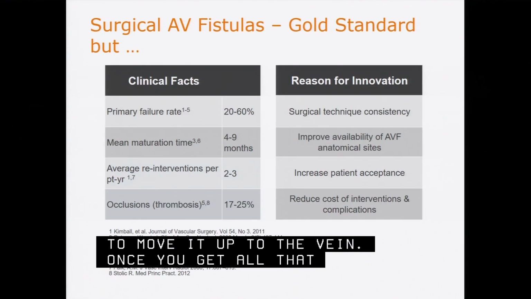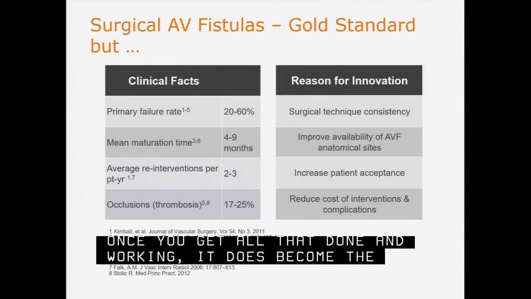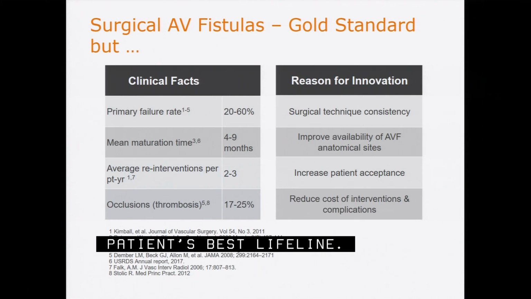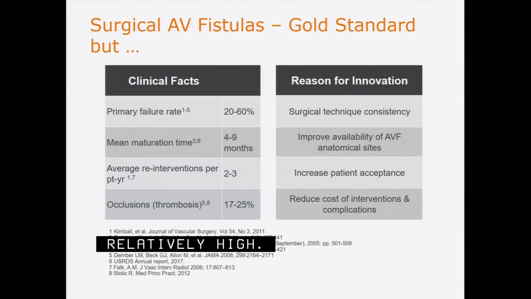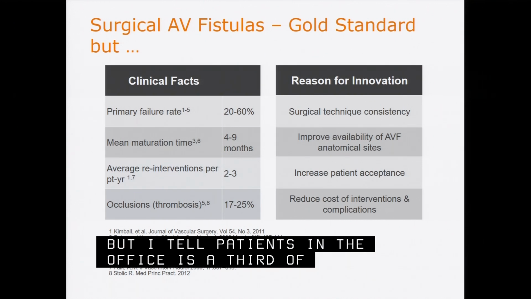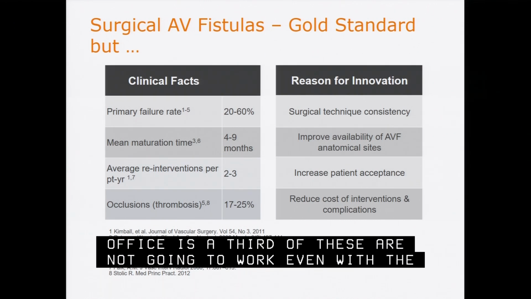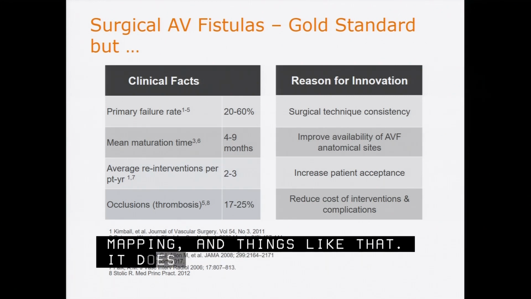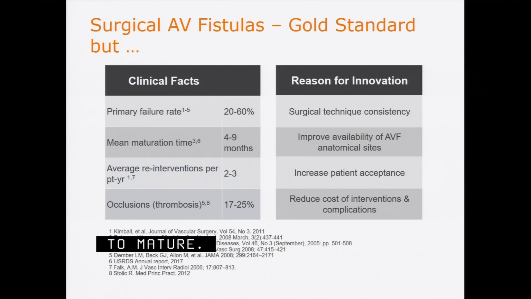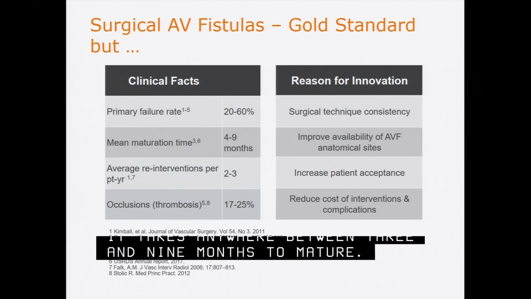So as I mentioned, surgical AV fistulas are really the gold standard, but there are several problems. One, the primary failure rate is relatively high. Usually what I tell patients in the office is, about 1/3 of these aren't going to work after I create this, even with the best planning, ultrasound mapping, arterial mapping, and things like that. It does take a while for these to mature as opposed to an AV graft. An AV graft can be used in about a month after it's healed in. An AV fistula takes anywhere between 3 and 9 months to mature. Usually it's 6 months. I'll tell patients if this hasn't matured, we need to move on to a different access.